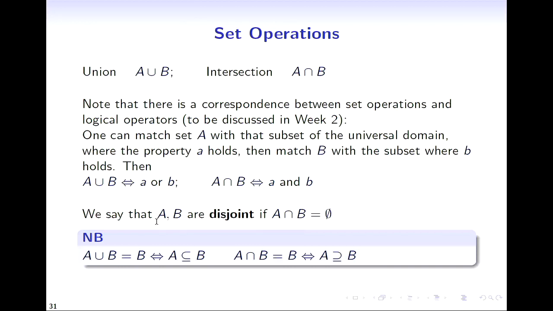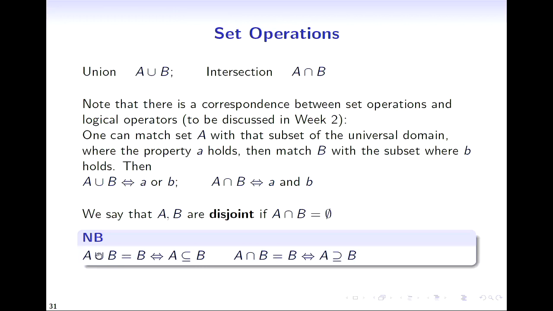We also say, this is a standard term, that two sets A and B are disjoint if they don't have any element in common. That is, if their intersection is the empty set. Some very simple properties of union and intersection: if you know that the union of A and B is B, then you know that A must be a subset of B. Why is that the case? If there was an element in A that is not in B, then when you construct the union of A and B, there would have to be that one element that is in A and not in B, and therefore it can't be the same as B.